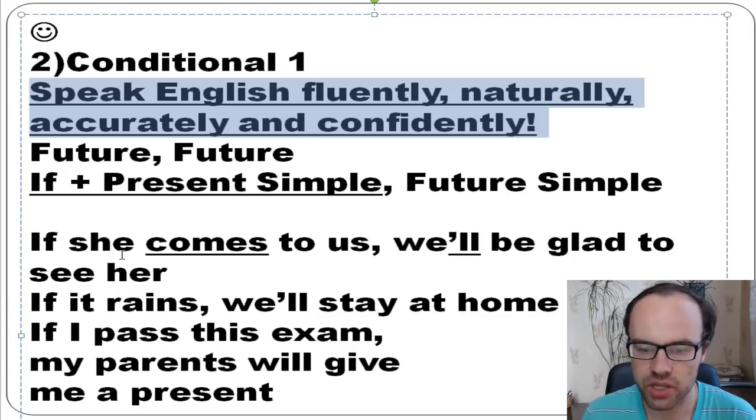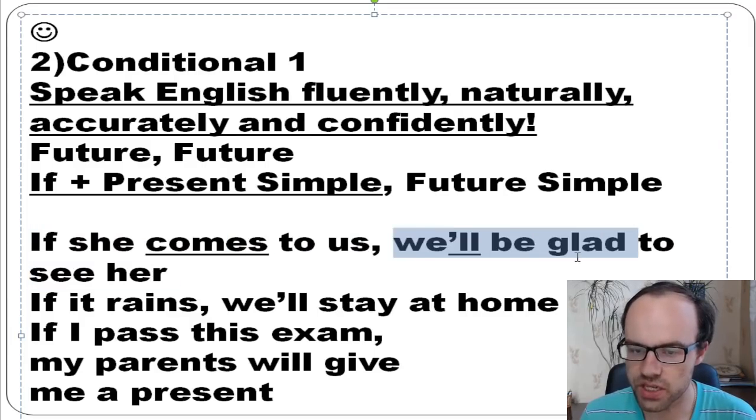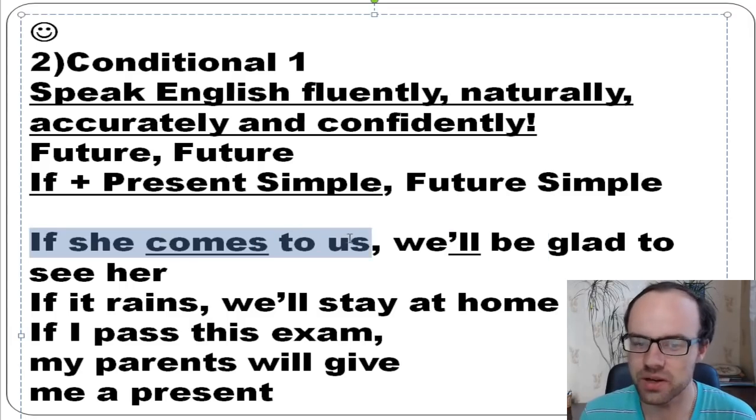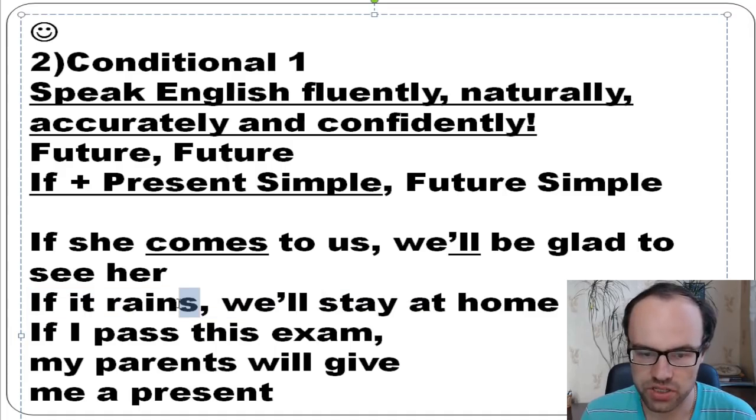Okay, and how can we understand that it's about the future? The second part of the sentence tells us about it. Look, it's in the future, and we understand that the first part is in the future, but we need to use present simple anyway. Okay, good. So if it rains, we'll stay at home. Yeah, it's the same situation. So we use present simple after if. Don't forget about the s, please. If it rains, we'll stay at home. Okay, so it's future simple. We'll stay at home.